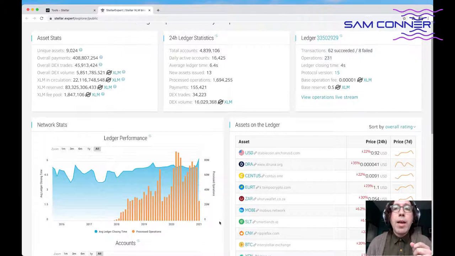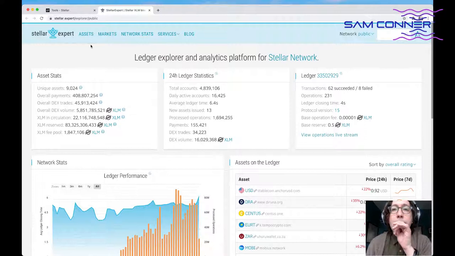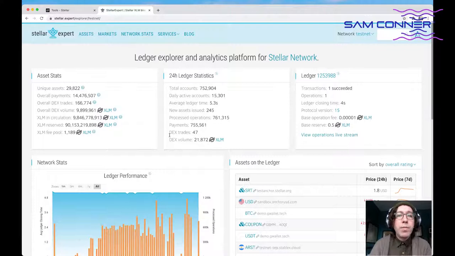If you scroll all the way up to the top, you'll see that on the top right, it says that we're looking at the public network. You can change that public to testnet. So you can use Stellar Expert on both the public network and the test network. And the information that you'll see on this landing page is roughly the same for both. It will show you these three boxes. It shows you all of the assets that have been issued on the network. So now we're on the test network.